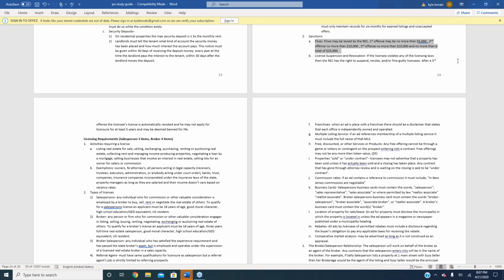Your license is taken away for the entire remaining term. Even when you reapply, you're not getting it back. And then the difference here between suspension versus revocation. Your license term is July 1st of an odd-numbered year to July 1st of an odd-numbered year. Suspension is for a portion of the remaining term, and revocation is for the entire remaining term.